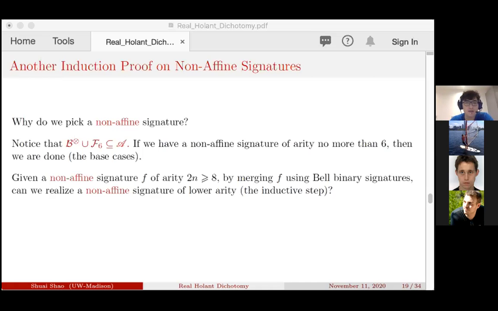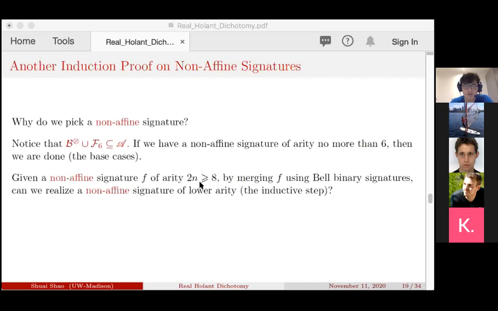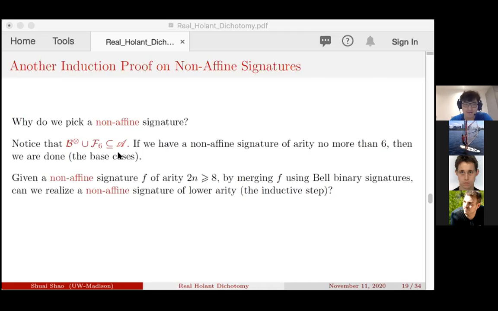Now we consider the inductive step. Given a non-affine signature of arity at least 8, because the case of arity no more than 6 is already done. So we consider if we have a non-affine signature of arity at least 8, by merging f, now we can use all these binary signatures to do merging. Can we realize a non-affine signature of lower arity? So still, if this could be done, then by a sequence of reductions, we can eventually realize a signature of arity no more than 6 that is not affine, and we are done.